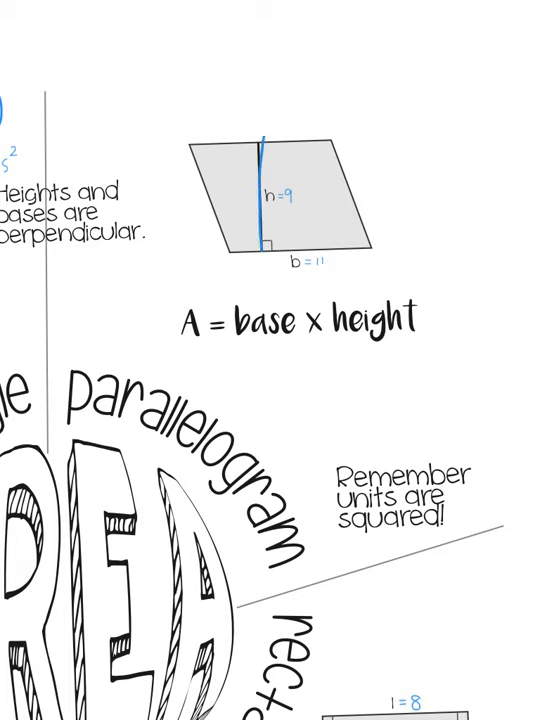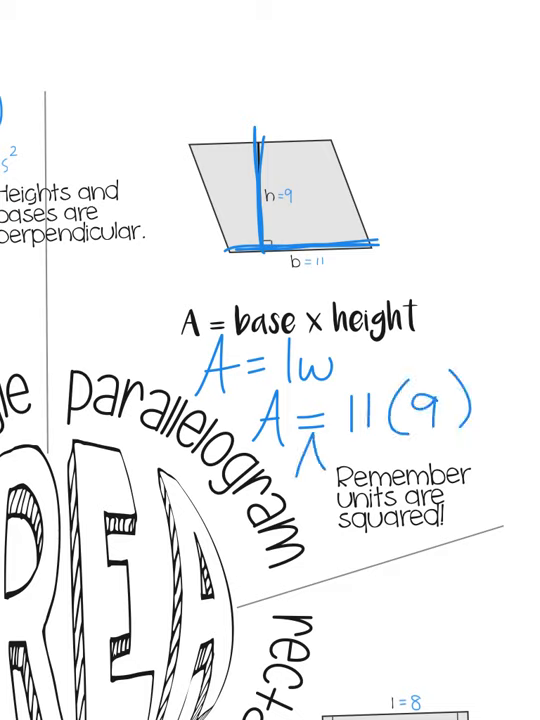So it's still base times height. You see my height and you see my base. So it's length times width, however you want to look at it. It's still side times side, basically. 11 times 9, which gives me 99 units squared.